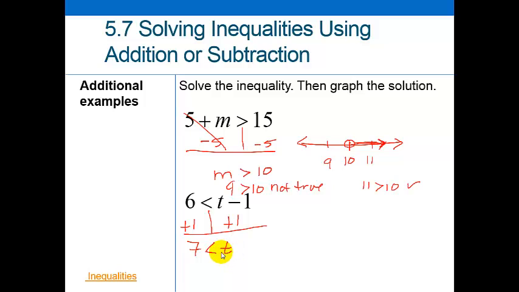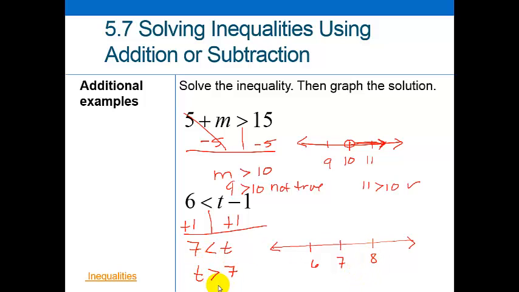In standard practice, we have the variable on the left side. So if I want to move my variable over, I have to change this inequality sign. So let me show you what this means. 7 less than t. If I was to read it backwards, t is greater than 7. Oh, this is the same thing, t greater than 7. So I'm going to go ahead and sketch it out. I'm going to put 7, I'm going to put 6, and I'll put 8.